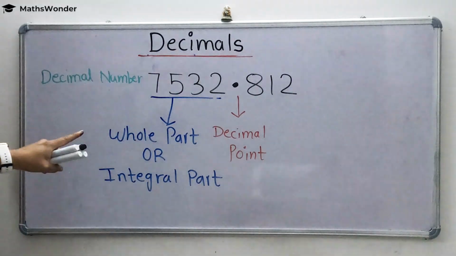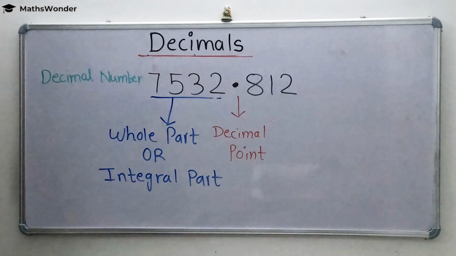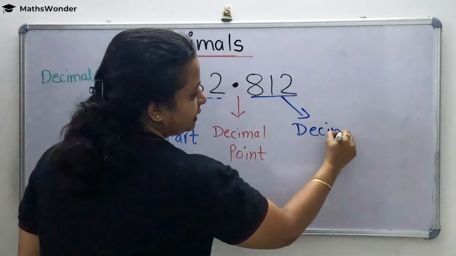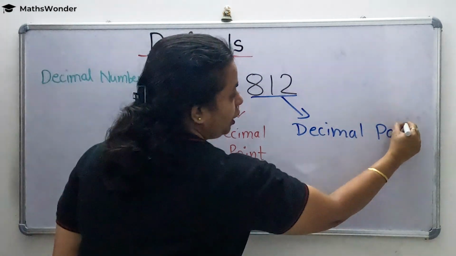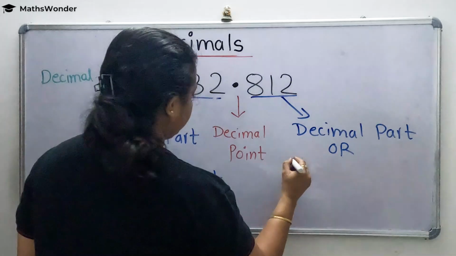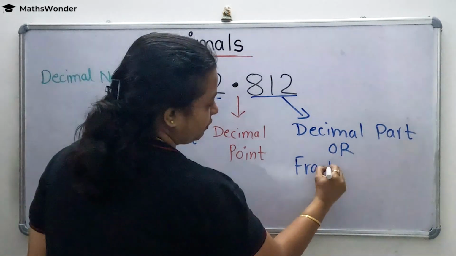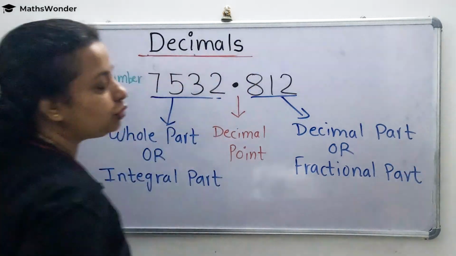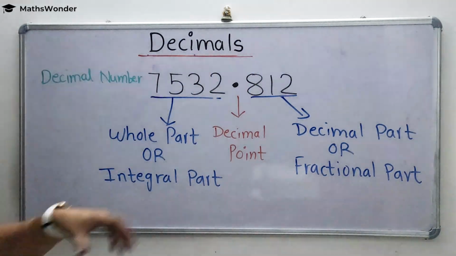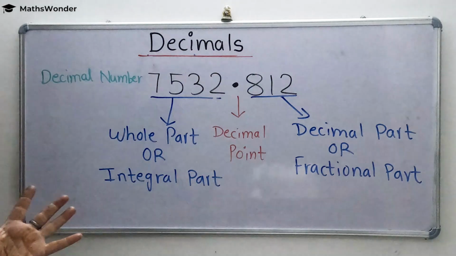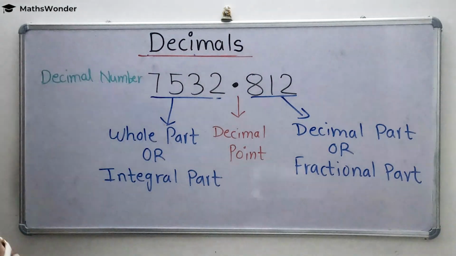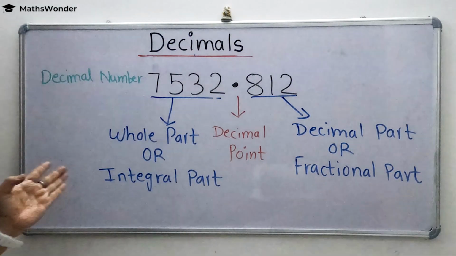Whereas the number after the decimal point is called the decimal part, or you can say the fractional part. Fractional part is very important. You should know the parts, because the decimal point is in between any two numbers. Always you will see there is a dot between two numbers.